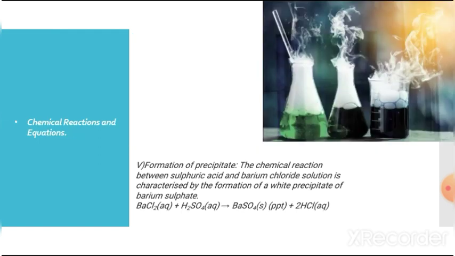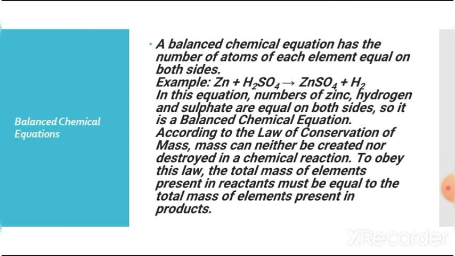The chemical reaction between sulfuric acid and barium chloride solution is characterized by the formation of a white precipitate of barium sulfate. A precipitate reaction is also known as one in which insoluble compounds are formed in a chemical reaction. BaCl2 plus H2SO4 gives BaSO4, white precipitate, plus 2HCl. A balanced chemical equation has the number of atoms of each element equal on both the sides.